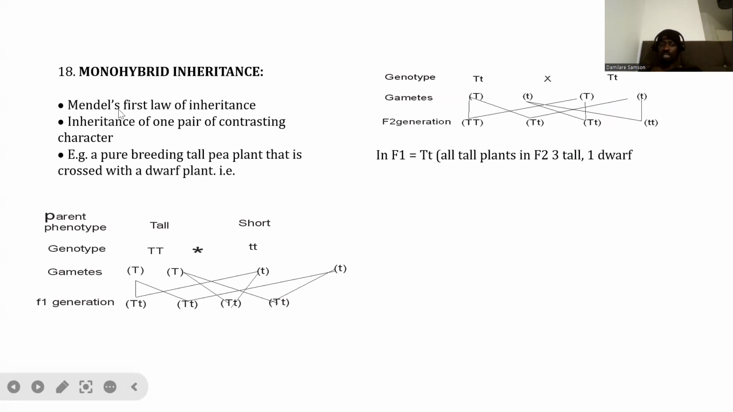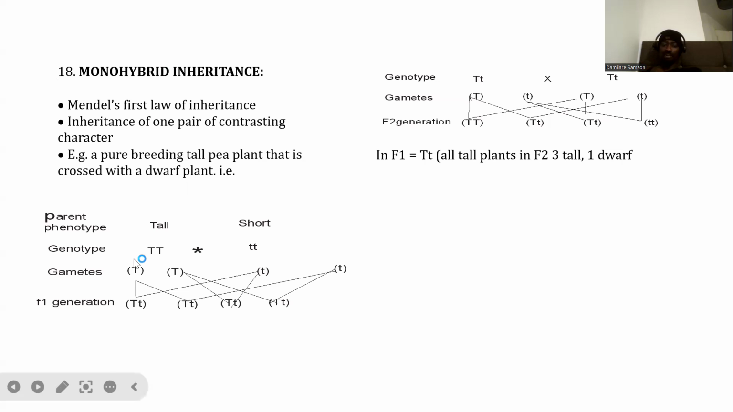Like I've earlier told you, it's Mendel's first law of inheritance, and it actually talks about the inheritance of one pair of contrasting character. So we are only talking about one character out of all the characteristics that an organism has. Remember, character is also equivalent to trait. So you can see inheritance of one trait. If it's going to be the trait for height, the trait for color, the trait for hair shape, and so on and so forth. So monohybrids deal with just one character.